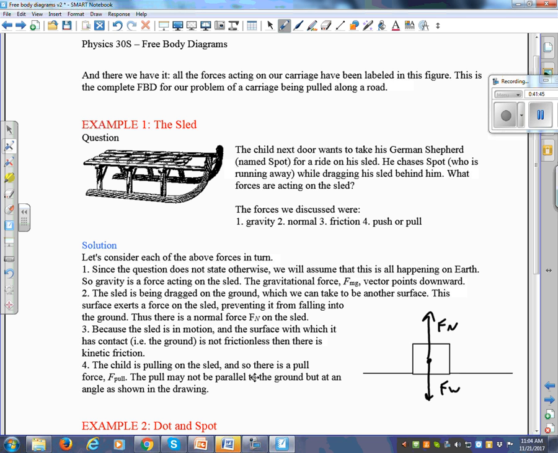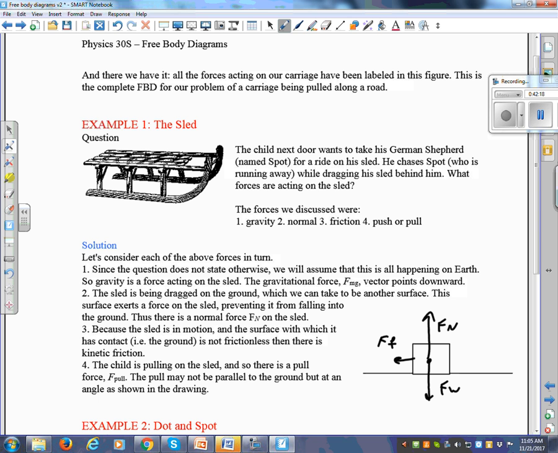The sled is being dragged on the ground, which we can take to be another surface. The surface exerts a force on the sled, preventing it from falling into the ground. That's the normal force. Number 3, because the sled is in motion and the surface with which it is in contact is not frictionless, it didn't say anything about frictionless, there is kinetic friction. Now, normally, and that's a pun there, normally we assume objects move to the right, just because we live in a left-to-right world. So we're going to draw our friction to the left. If it doesn't say so, assume it's going to the right.